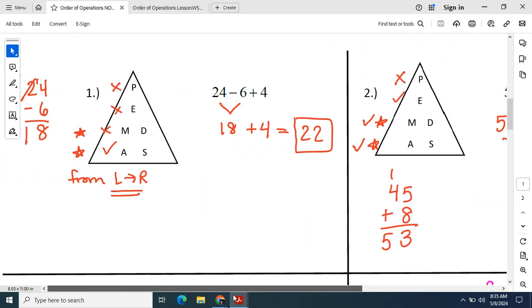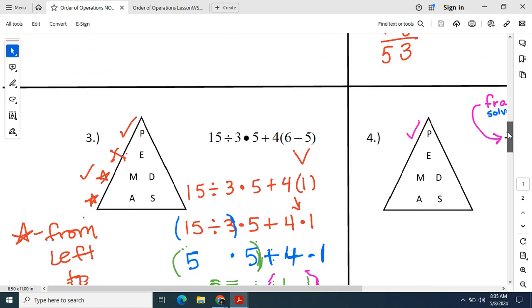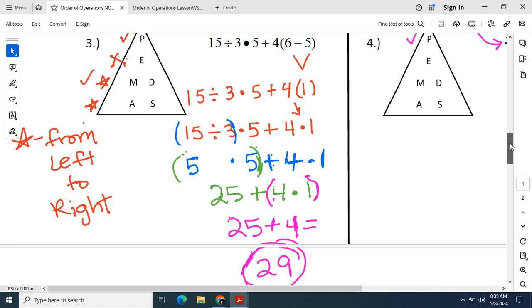Now let's look at the third example. I do see parentheses. This parentheses would be 6 minus 5 is 1, and I brought everything down. Now, do you see the 4 parenthesis 1? Even though that's parentheses, it doesn't mean parentheses in order of operations. When you see parentheses in order of operations, it's only if you have to actually solve in the parentheses.